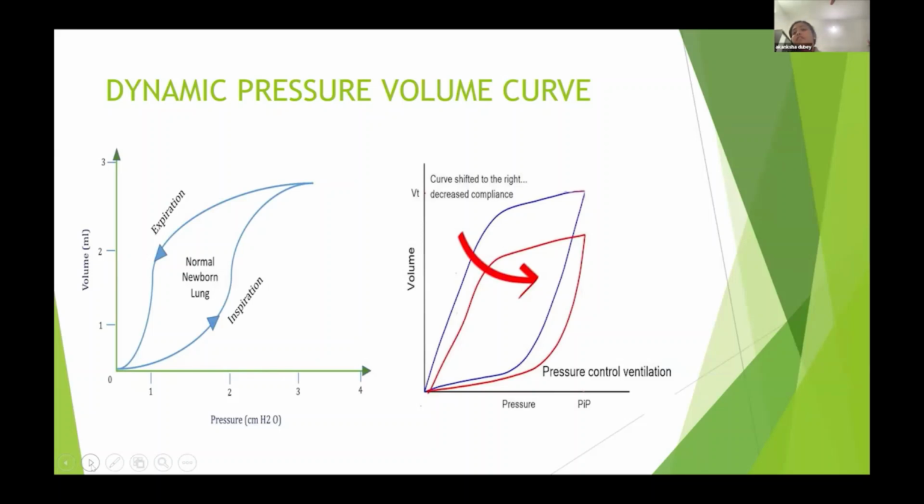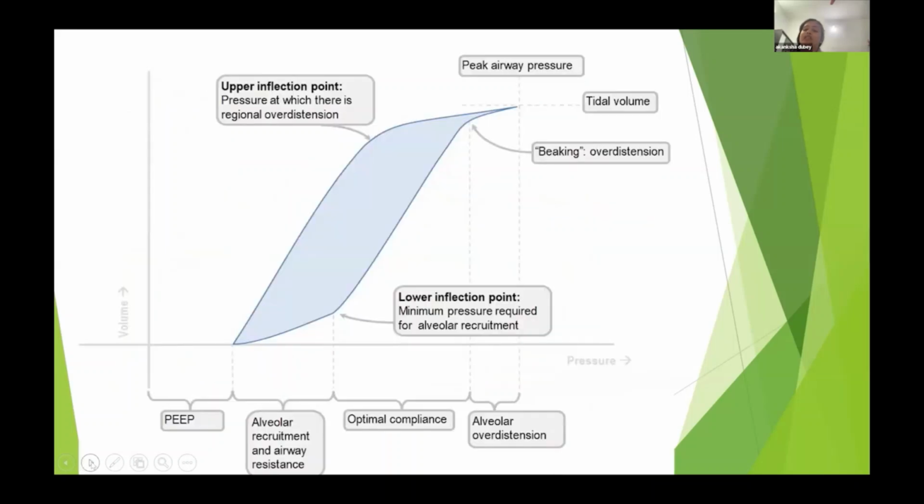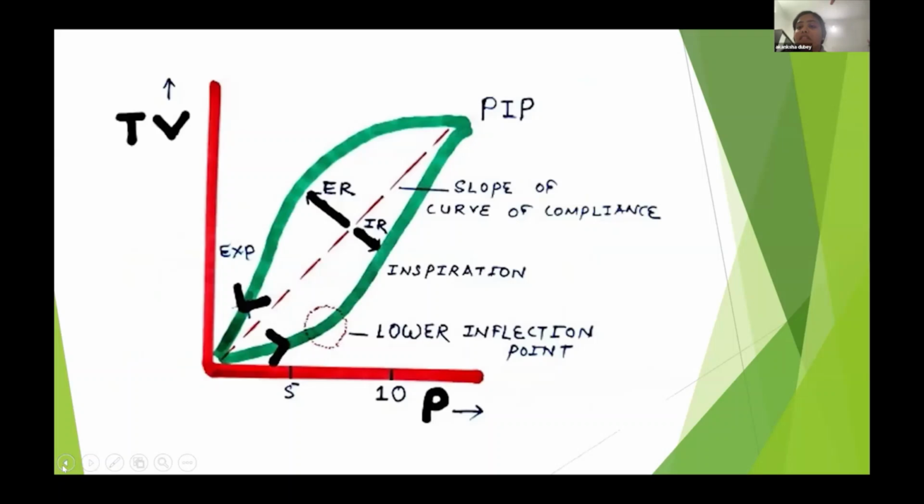When the curve shifts to the right, it means compliance is decreased. Next, please. Next, please. So in this curve, we can also see that, back please, the previous curve.